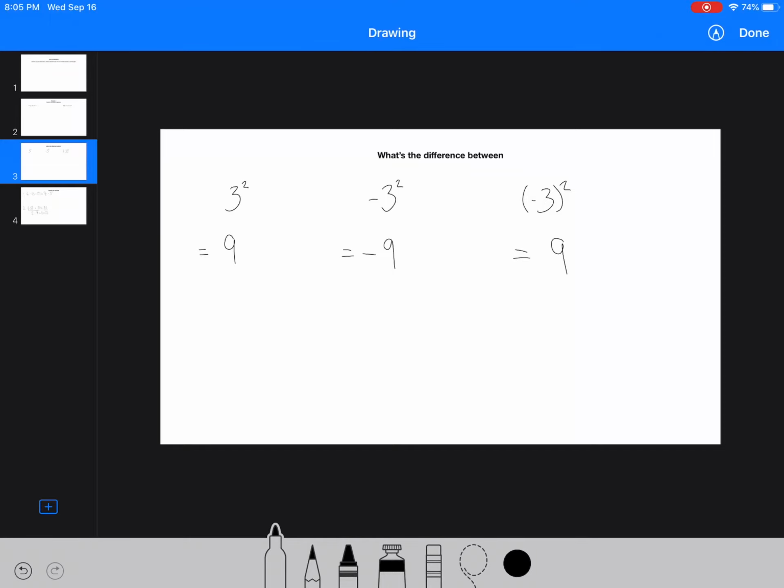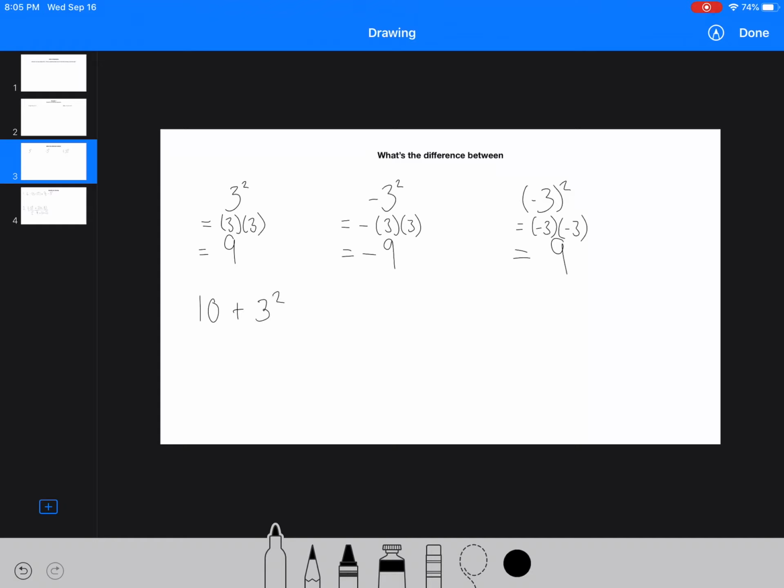Okay, because what the first one says, if we were to expand it out, is 3 times 3. What the second one says is negative and then 3 times 3. And what the third one says is -3 times negative 3.